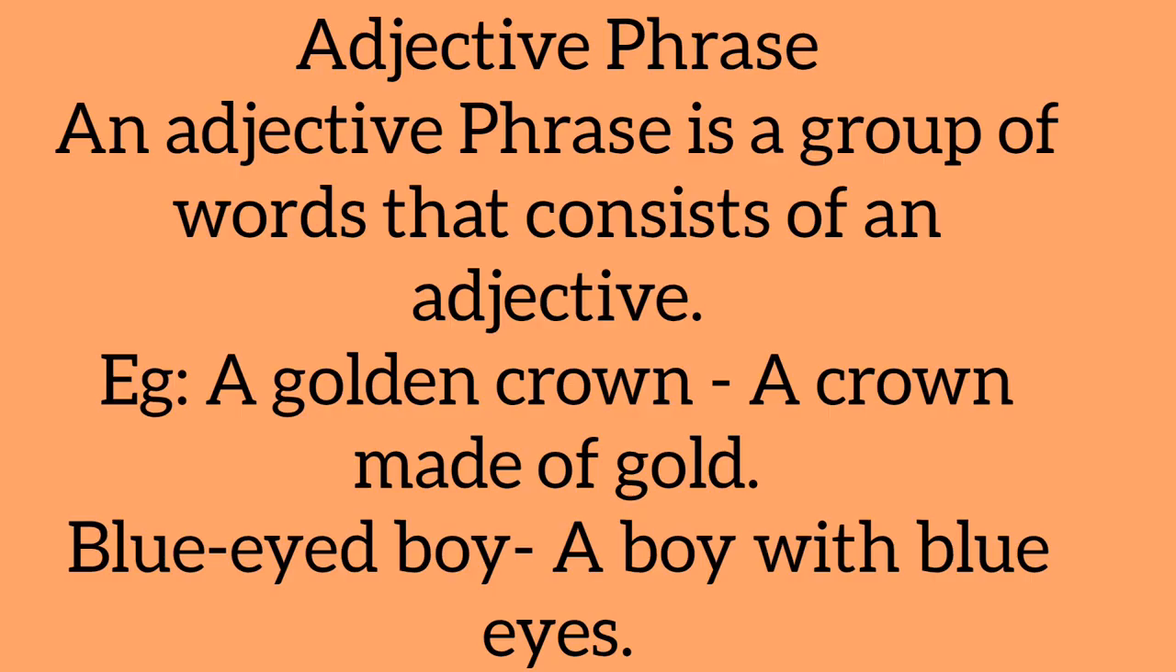So now let's discuss adjective phrase. An adjective phrase is a group of words that consist of an adjective. It provides more information about a noun or pronoun in the sentence. For example, a golden crown. Golden is an adjective. So if I want to turn it into an adjective phrase, let me say a crown made of gold. Here made of gold is an adjective phrase. Another example, blue-eyed boy is an adjective. So if I say a boy with blue eyes, it is an adjective phrase here. So this is what an adjective phrase is.